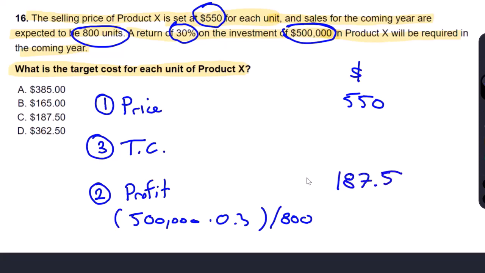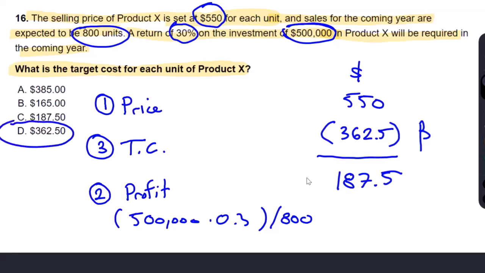So the last step is the balancing figure there, the target cost. And that comes to 362.5. So, ladies and gentlemen, the answer is D.